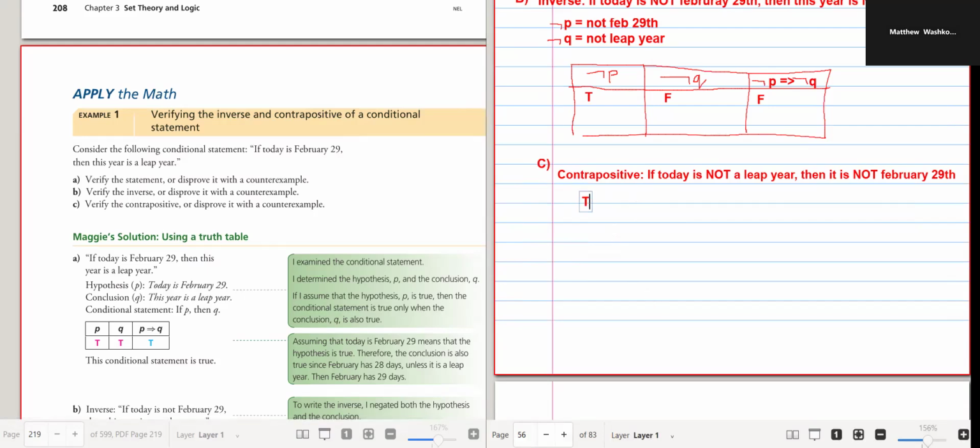So if it's not a leap year, which is true, then that means you're right. It cannot be February 29th, which means the statement is true.